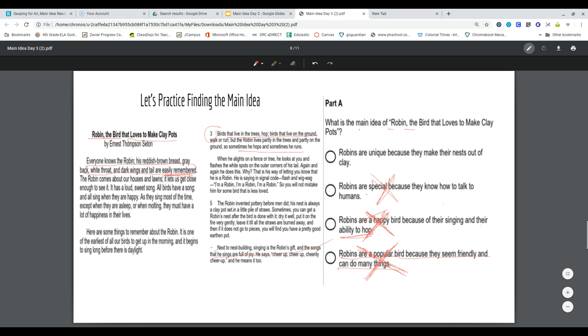And then robins are unique because they make their nest out of clay. That is a factual idea that is mentioned in paragraph 5, and it's also mentioned again in the title. So I would see this as the main idea. The topic of the robin and the idea is that they're making the clay pots.